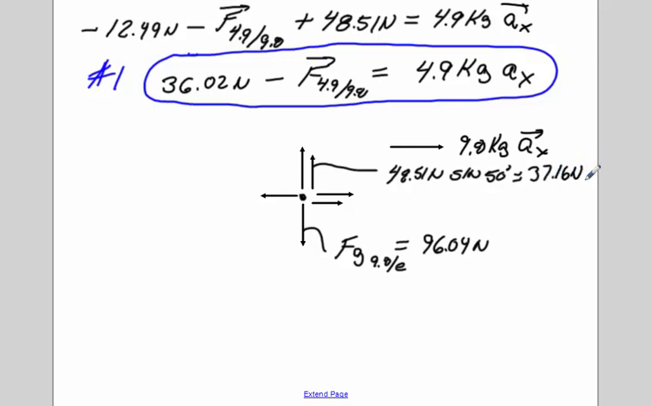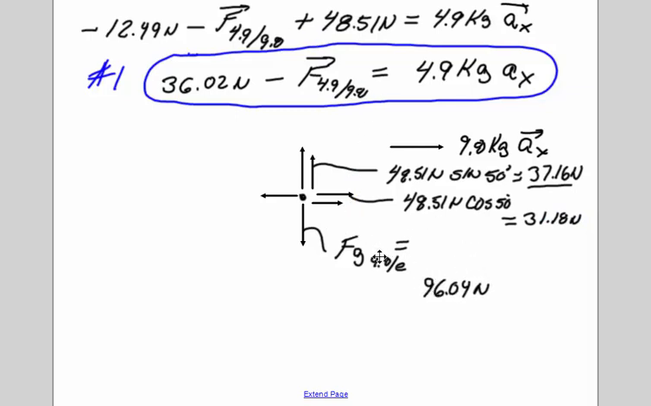37.16 newtons here. All right, we'll find out what this one is. Isn't this one just going to be 48.51 newtons times the cosine of 50 degrees? See what that is. So 48.51 times the cosine of 50 degrees, I get 31.18 newtons. All right. I'm going to slide this down so I have a little bit more room. Erase this.